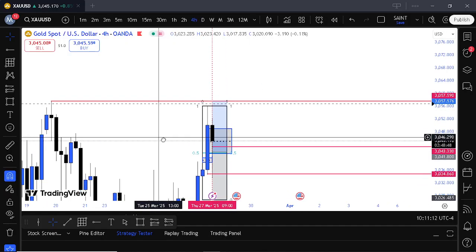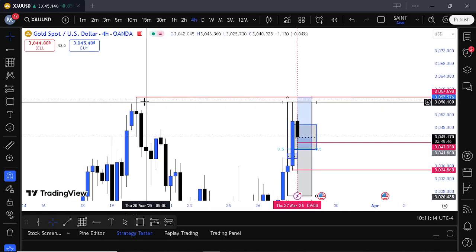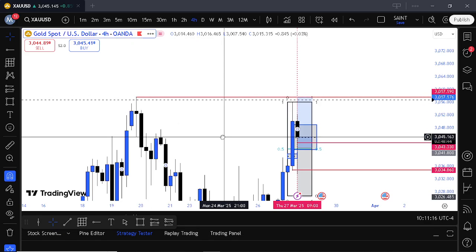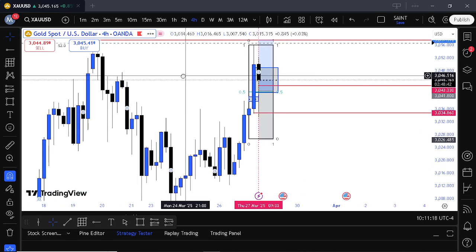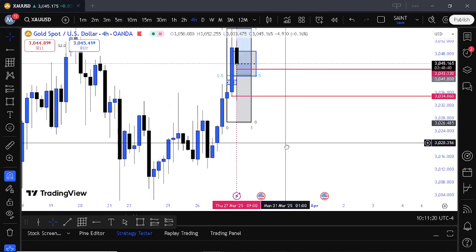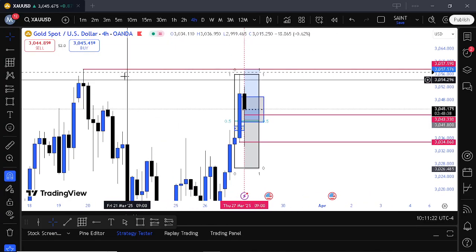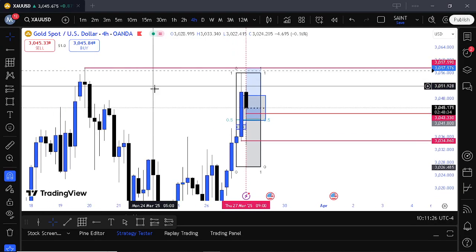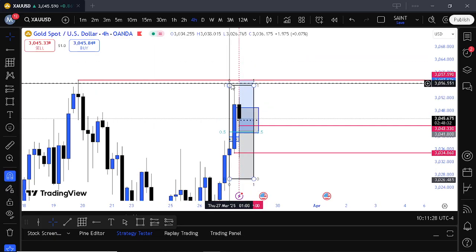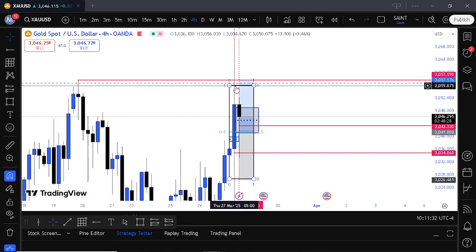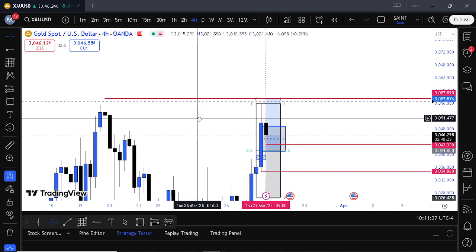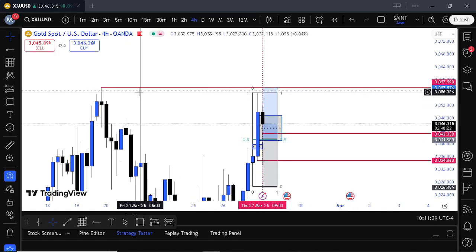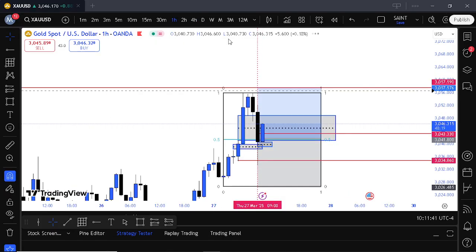For today, my draws on liquidity were these 4 hour highs up here. This was really my main draw on liquidity for today. My target, this 4 hour high. We came up at 9 o'clock, at the end of the 8 o'clock candle, but we didn't really sweep it as yet. So I was saying this is going to be my target for today.